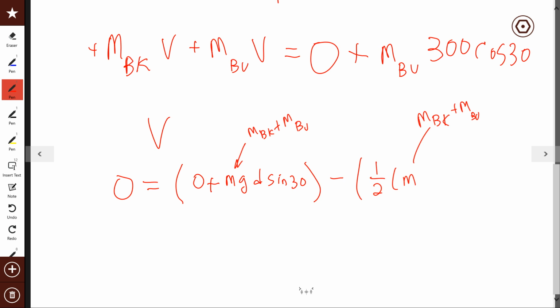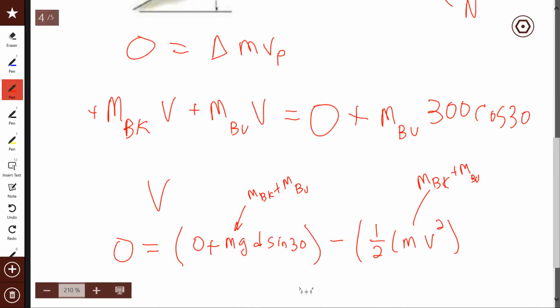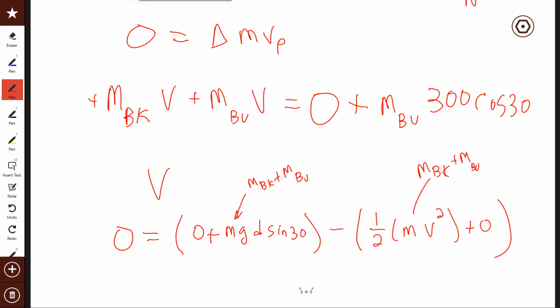1/2 m v squared, initial, v squared. Do you have any initial gravity? No? Okay. Plus no gravity. Do you have any springs or anything like that that you're forgetting? No? Okay. Anything else? How many unknowns are there? D. Boom. Real easy.